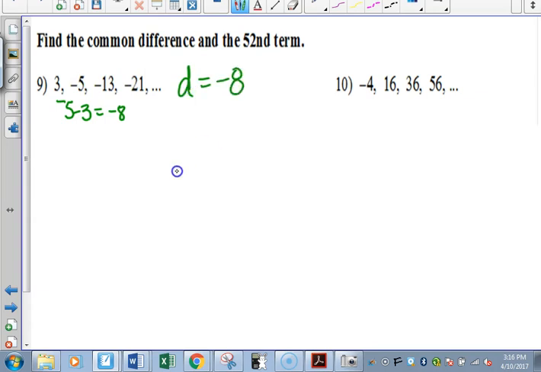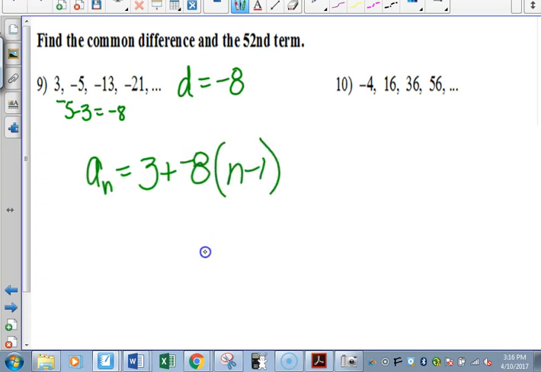Okay, how are you going to find the 52nd term? You can write in explicit form, okay? So you could say the first term is 3, the difference is -8, and I'm going to go n minus 1 times. And then what would you put in? You'd put in a 52 to the formula to find the 52nd term.